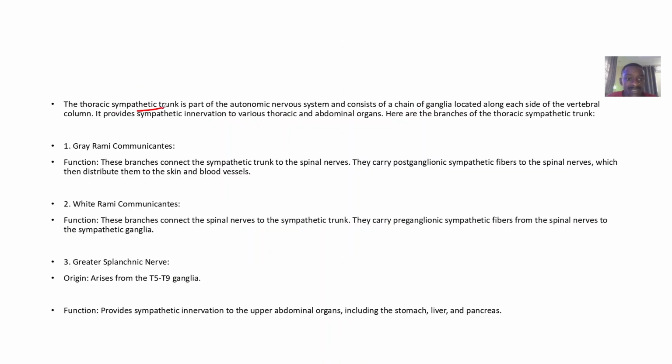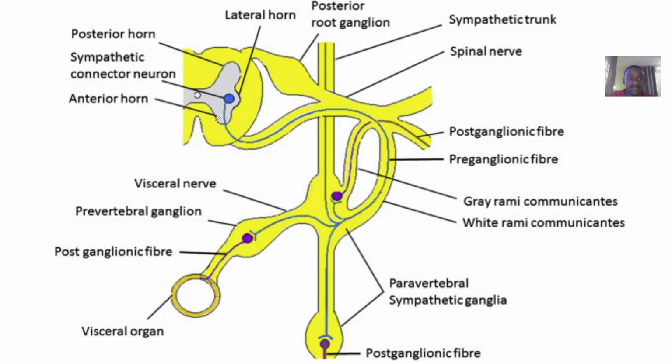So the thoracic sympathetic trunk is part of the autonomic nervous system, which consists of what? Chains of ganglia located along each side of the vertebral column. So it provides sympathetic innervation to various thoracic and abdominal organs. Okay, so what are the branches?